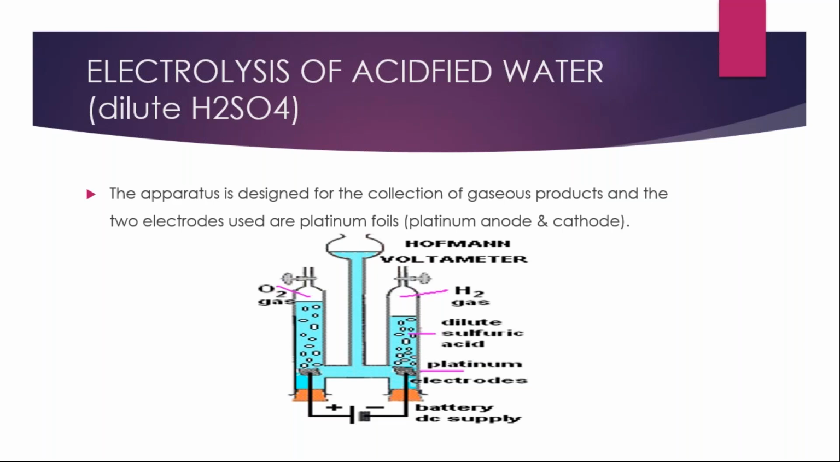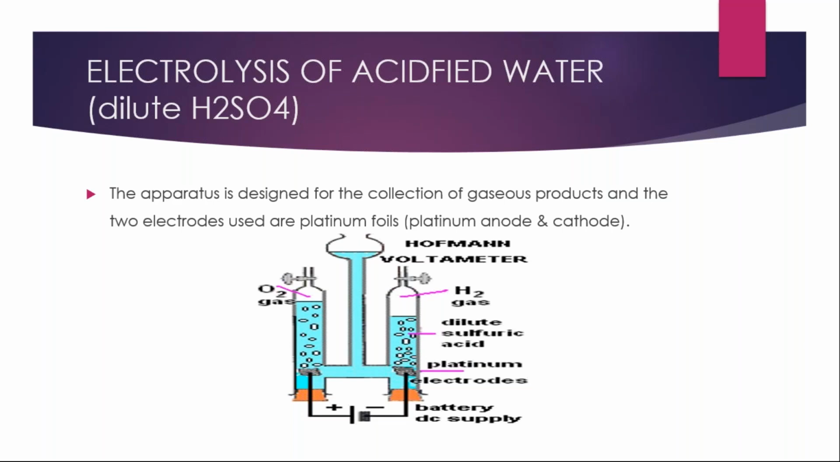So that's how the apparatus is being set up. We have our Hofmann voltameter. We have the electrodes, which are the platinum foil, with the platinum anode and the platinum cathode. Then we have our battery that supplies the electric current into the system. So we now pour in the dilute H2SO4 via the Hofmann voltameter. Okay, so it comes in, and then the battery supplies the current for the electrolysis to take place. So that's a simple apparatus that is designed for that.